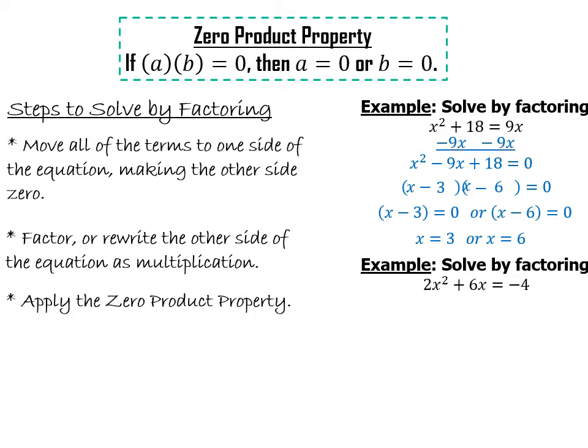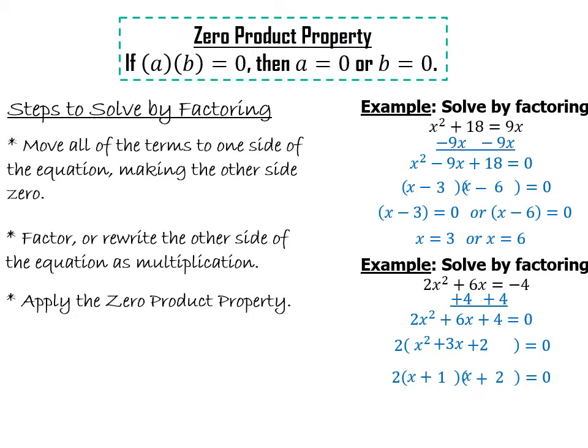2x squared plus 6x equals negative 4. Again, add the 4 to both sides. And then start factoring. They're all divisible by 2, so I'm going to put a 2 down, and then that leaves x squared plus 3x plus 2. Then factor what's inside. So still got the 2 up front. To get x squared, x times x goes up front in each set of parentheses. The only factors of 2 that I know are 1 and 2. 1 times 2 is 2. 1 plus 2 is 3. And everything should be plus. So that means x equals negative 1 or x equals negative 2.